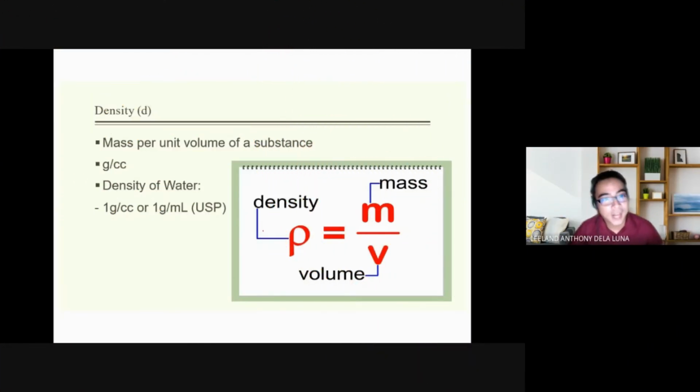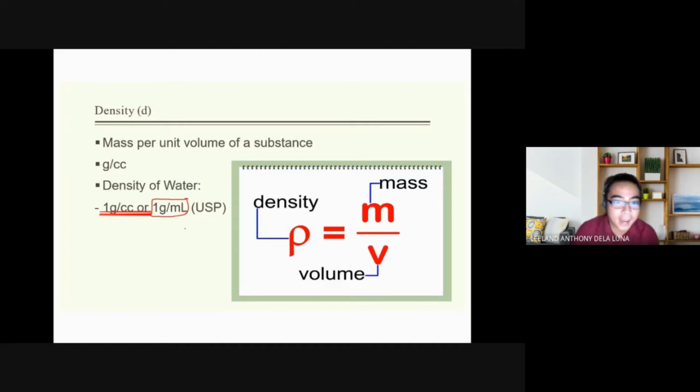Density. So class, density is simply the ratio between the mass of a substance over its volume, or the volume that it occupies. Basically, class, the unit of our density is simply gram per ml. This is of course the most prominently used unit. So that's gram per ml.